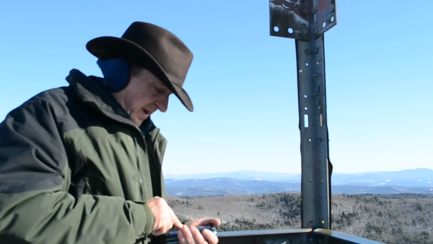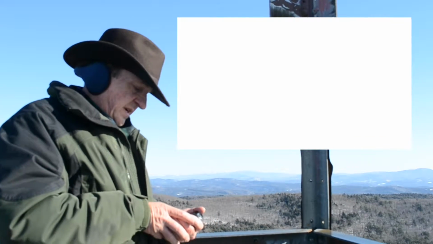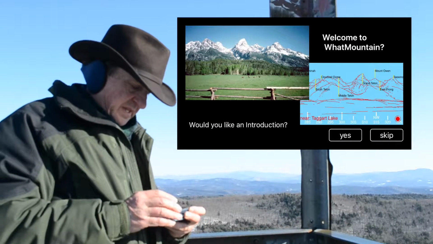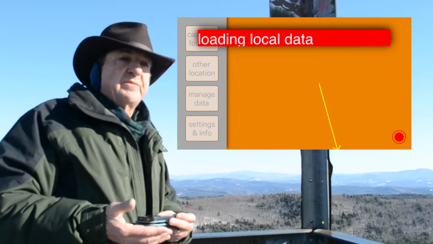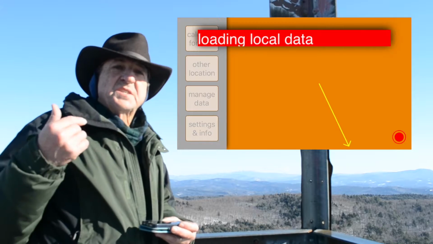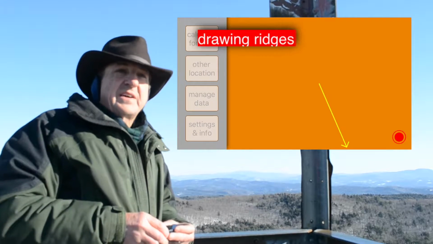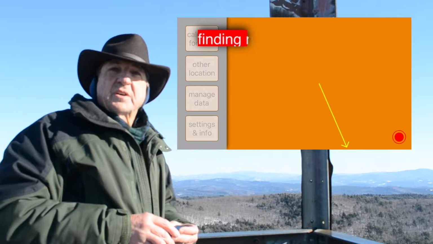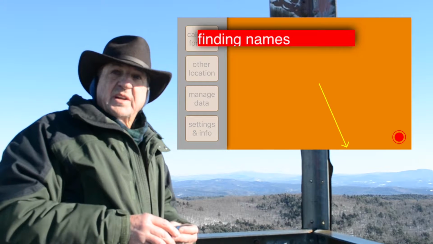I'm going to open up my app. I'll skip the intro, and I want to calculate for here. So it figures out, looking at GPS, where I am, and then it calculates based on elevation data what's around me. Now, I downloaded that data before I left town, where there was a data network. It's going through finding names right now.